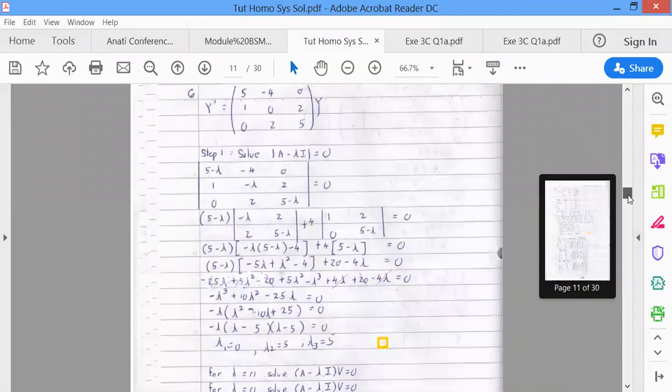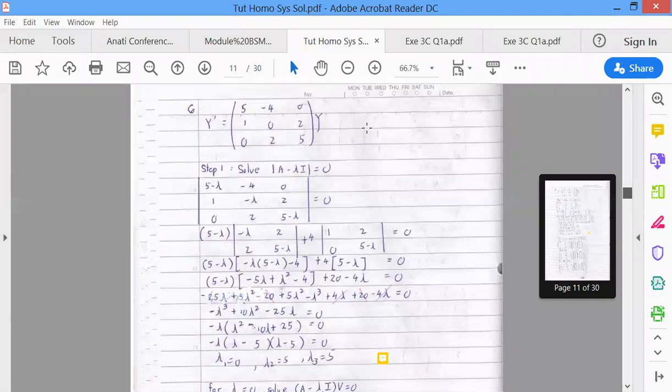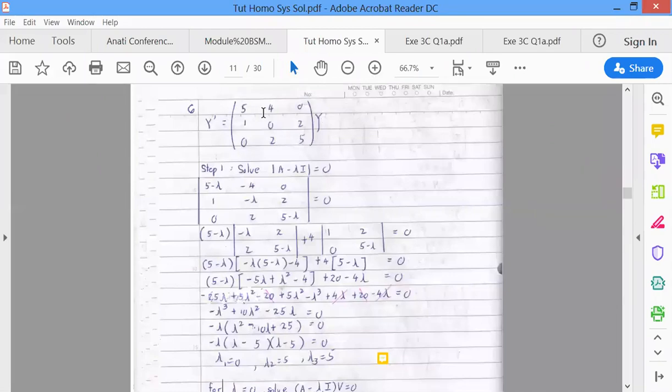Okay, this one, I think, is the tutorial on the homogeneous system, question 6. But in the PDF here, I don't have the marker. So this one, you have y prime equal to the matrix with rows 5, negative 4, 0; 1, 0, 2; 0, 2, 5, times y. This is a homogeneous system. So the first step, you solve the determinant of A minus lambda I equal to 0. And here this is a 3 by 3 system.